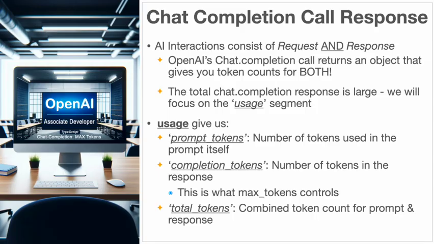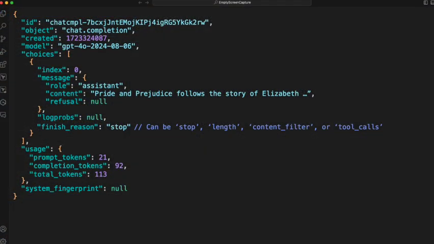The usage object includes three important properties: prompt tokens, completion tokens, and total tokens. Let's break down what each of these properties represents and how they relate to the max tokens property you set in your request. First, the prompt tokens. This property indicates the number of tokens that were used in the input prompt.